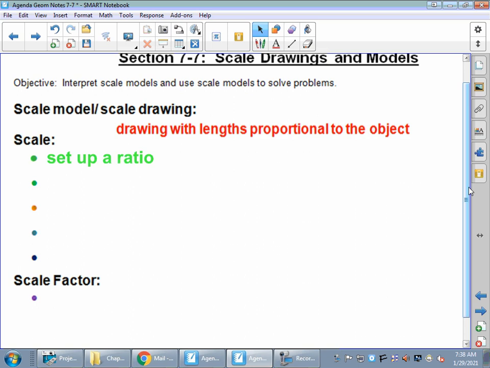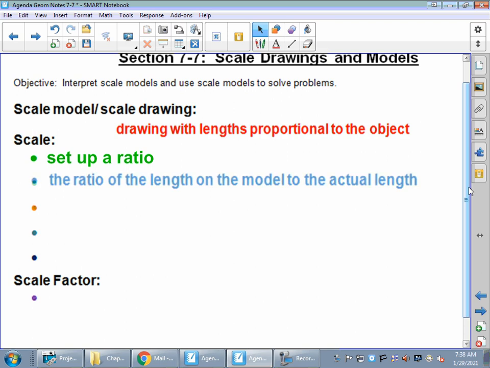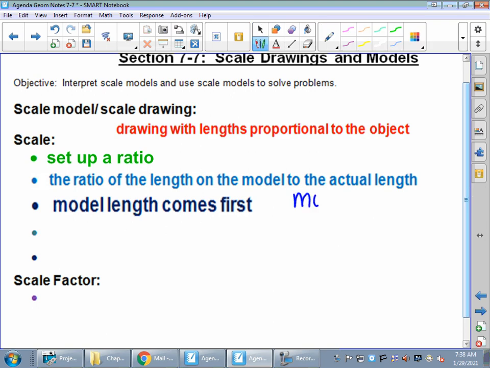So scale itself, this is where we begin. We just set up a ratio. Everybody knows what a ratio is, right? A ratio is a fraction. So we set up that fraction or ratio, the length of the model to the actual length. The model length comes first. So a scale is model to actual, or put it in the fraction form if you prefer.